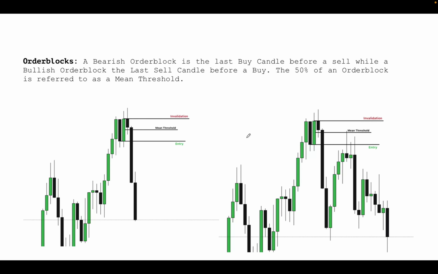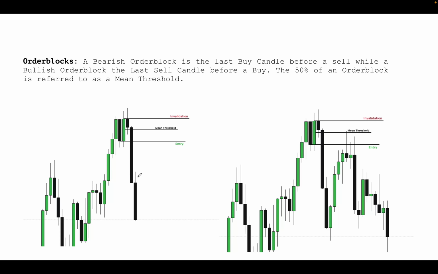And then our next PD array is an order block. So a bearish order block is the last buy candle before a sell, while a bullish order block is the last sell candle before a buy. The 50% of an order block is referred to as a mean threshold. Now, a bearish order block is the last buy candle before a sell move.